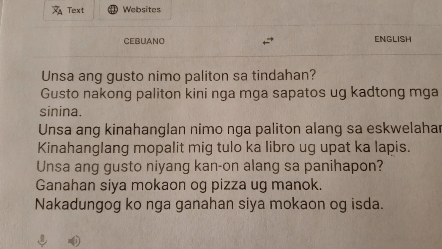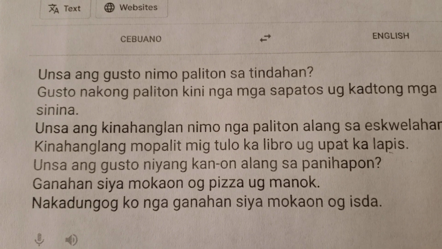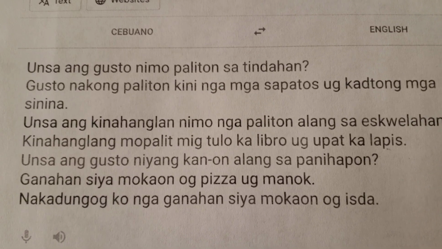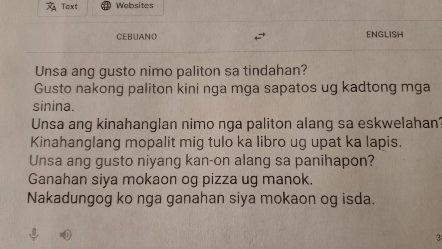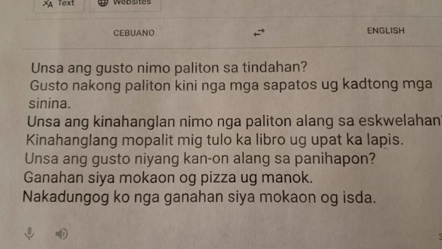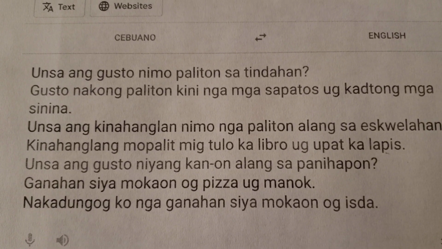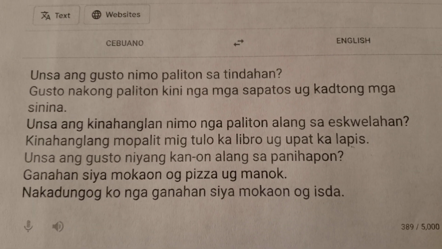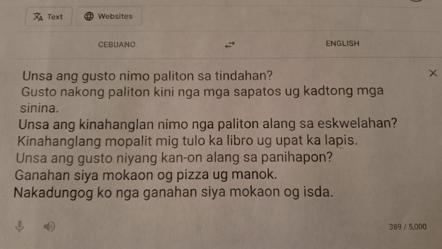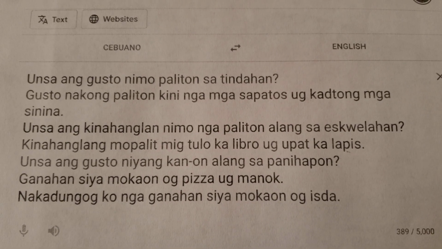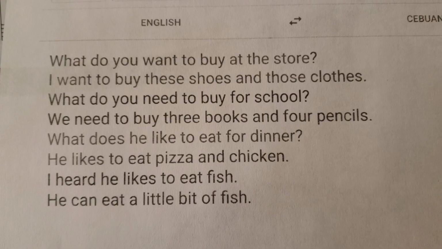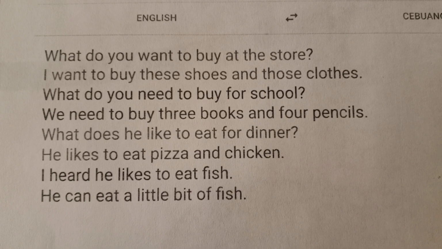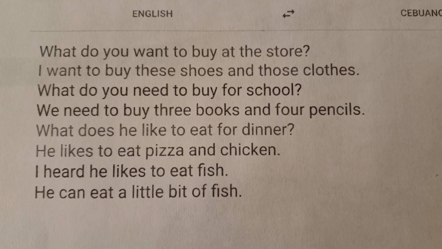What do you need? Unsa ang kinahanglan ninyo or unsay kinahanglan ninyo na paliton, contemplated action, object focus, alang sa eskwelahan, for school. Eskwelahan, school. Unsay kinahanglan ninyo na paliton alang sa eskwelahan? We need to buy 3 books and 4 pencils.